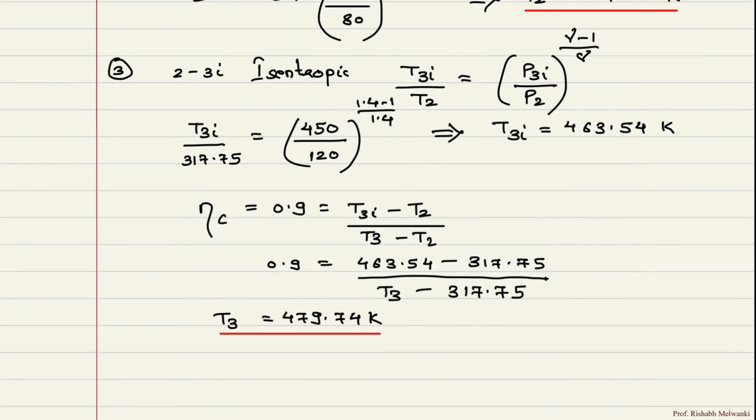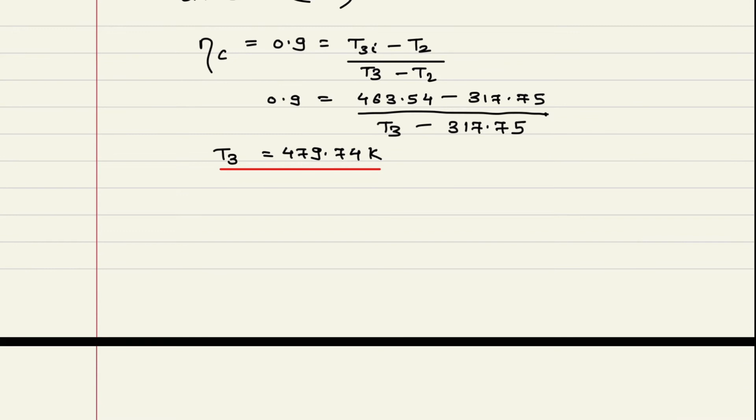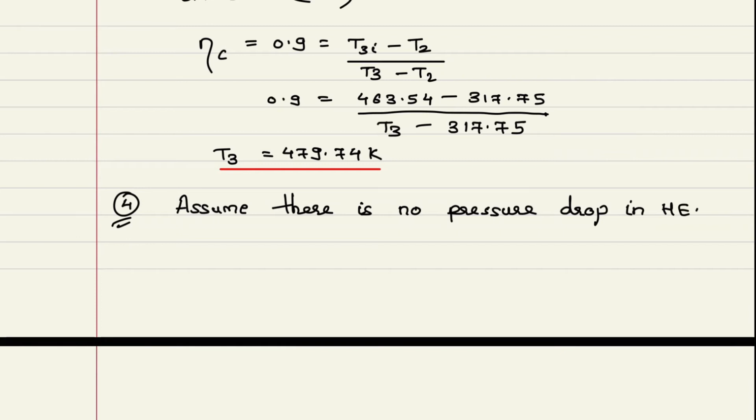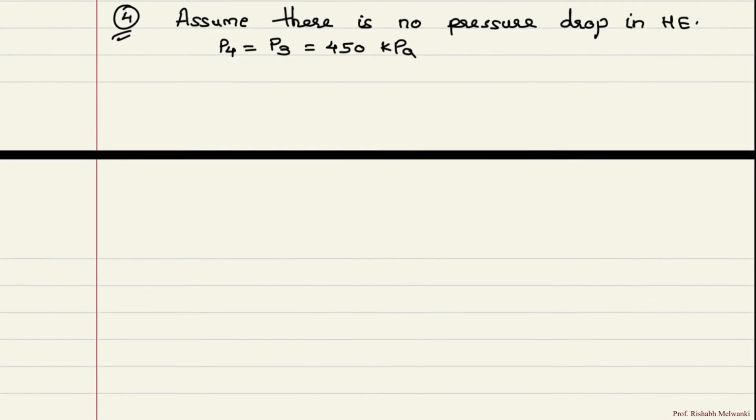So what we will assume for point number 4 is that there is no pressure drop in the heat exchanger. So we can write P4 is equal to P3, and this P3 value is 450 kilopascal. Next we will calculate temperature.